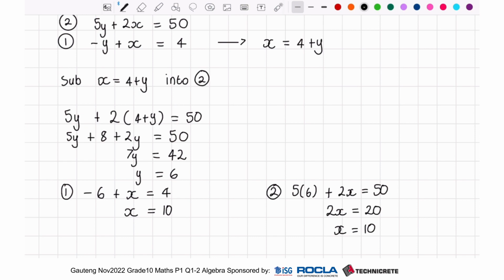So you can do either one: sub y equals 6 into equation 1, or you can sub y equals 6 into equation 2, and you will get the same answer for x.